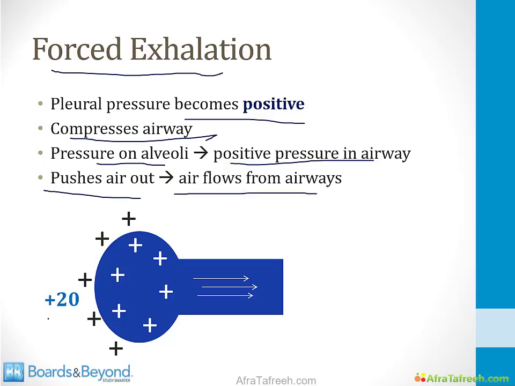So remember I told you before, during normal quiet breathing it's always negative, but you can make it positive if you try to push air out of your lungs as hard as possible. So let's imagine that we create a pressure of positive 20 in the pleural space. What that's going to do to the pressure in the alveolus is make it even higher than that. It's going to be about plus 35.